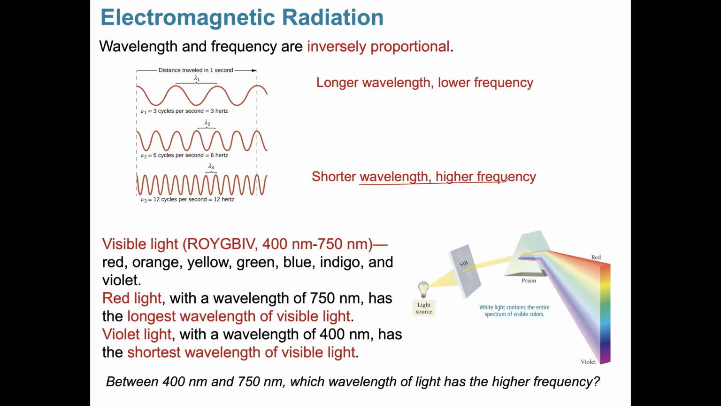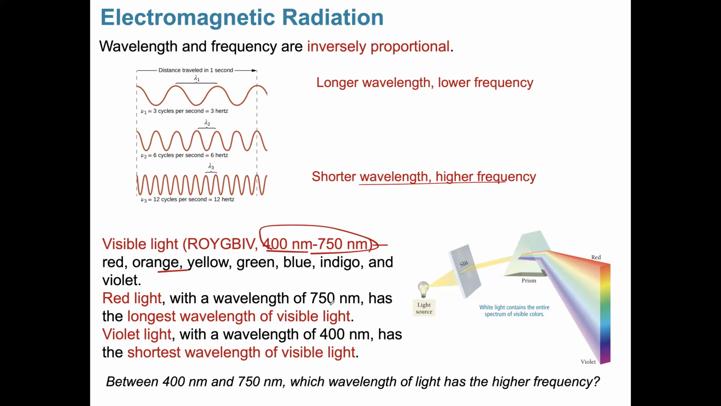So visible light, that's what we can visually see. It has a wavelength between 400 nanometers and 750 nanometers. So that's when we see color. If a type of electromagnetic radiation has a wavelength within this range, then we can visually observe it. Human eyes are adapted to see the most intense radiation from the sun. Visible light includes red, orange, yellow, green, blue, indigo, and violet. Red light has the longest wavelength within the visible light, about 750 nanometers. It's right next to the infrared.